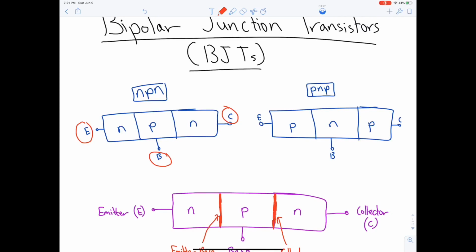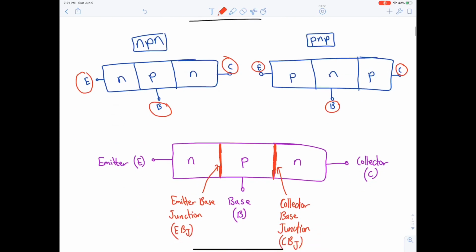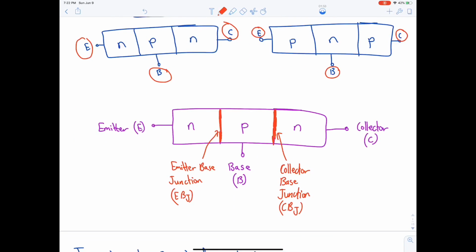Another transistor that exists, which is a dual of the NPN, is shown here. It has a P-type emitter, an N-type base, and a P-type collector, and it's appropriately called a PNP transistor. A terminal is connected to each of these three semiconductor regions of the transistor, with the terminals labeled emitter, base, and collector.